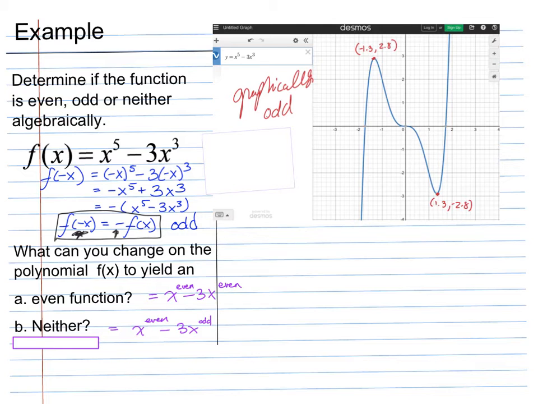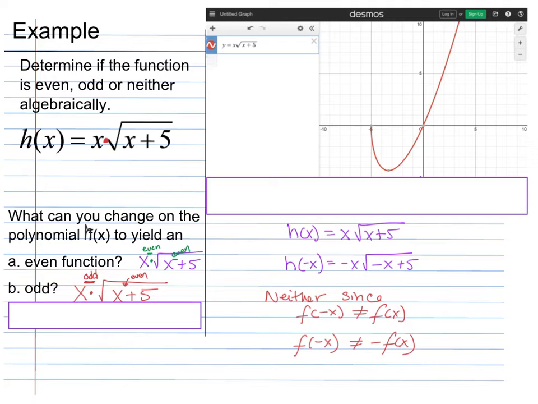And for neither, we said that we had to change the first one to even and the second one to odd, because then it would be neither an odd nor an even function. For an even function, we have to have the same function, and for an odd function, we have to be able to factor a negative from each term. And in this one, we wouldn't be able to do that. We would not get the original function.